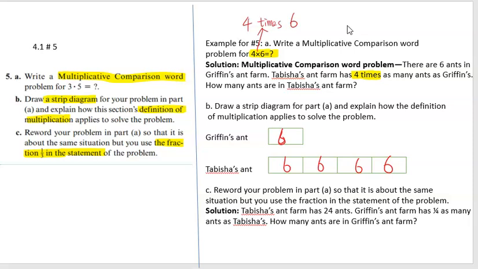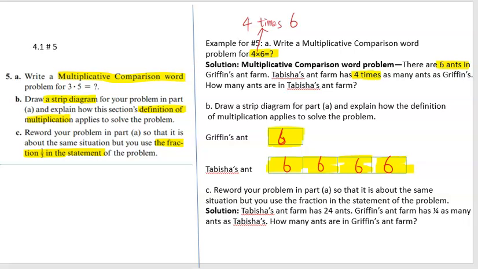Okay, so let's draw a strip diagram. So first we're going to use a strip to represent 6 ants that Griffin has. So just draw any size strip, and you can label 6 in there. Again, you don't have to cut it into 6 parts. You don't have to do that. Just for whole numbers, we just label it. And Tabisha's ant farm has 4 times, which means you have to take this strip and copy it 4 times. So 1, 2, 3, 4, 4 times. Because that's what 4 times means.